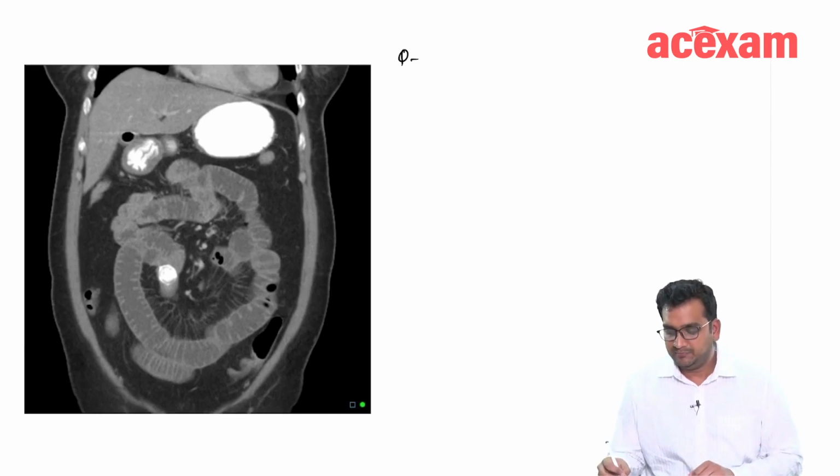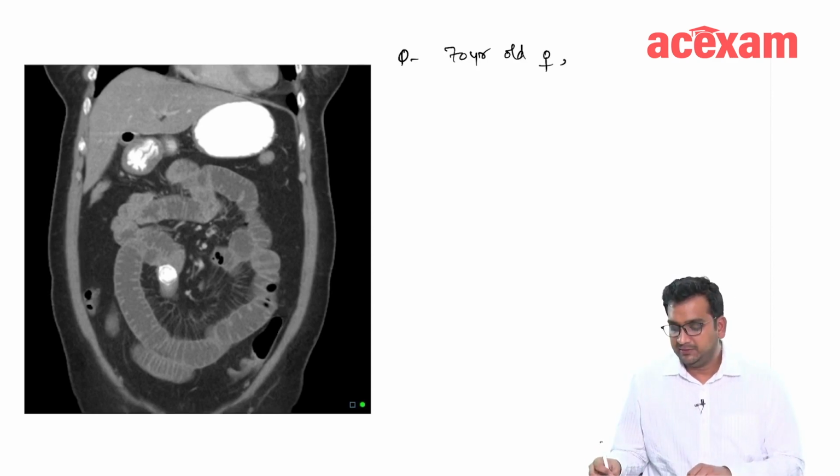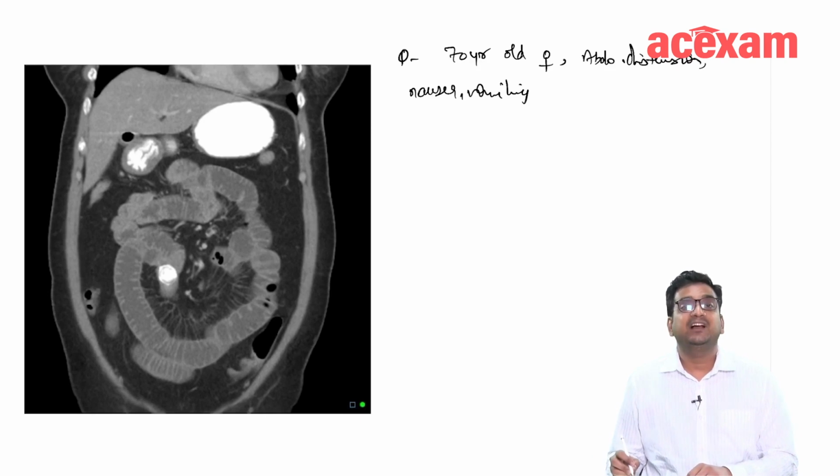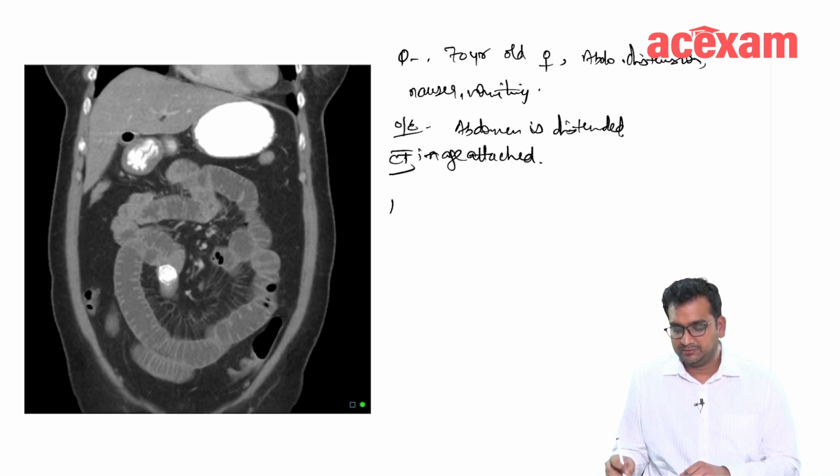There is a 70-year-old female having no past history of abdominal pain, presented with abdominal distension, nausea, vomiting. On examination, the abdomen is distended and CT image attached. Identify the diagnosis.